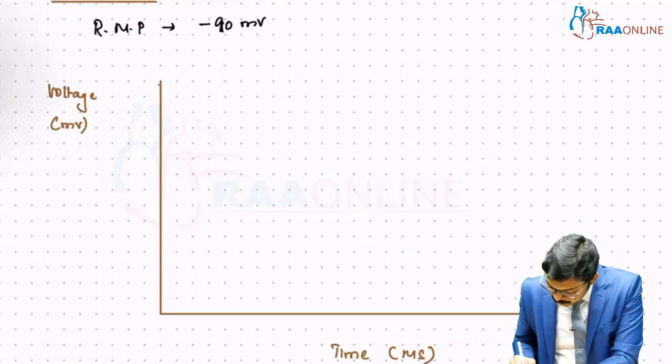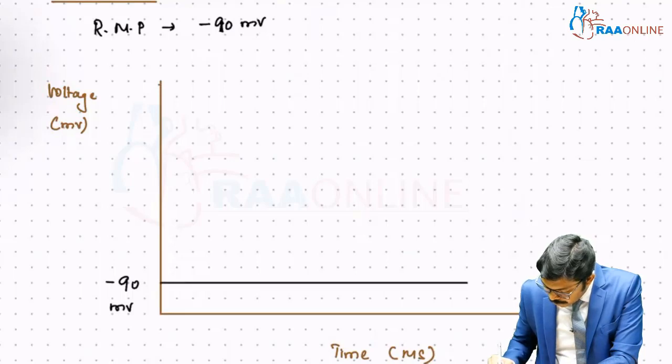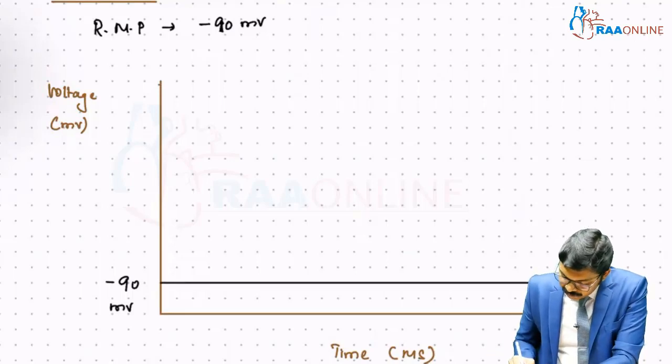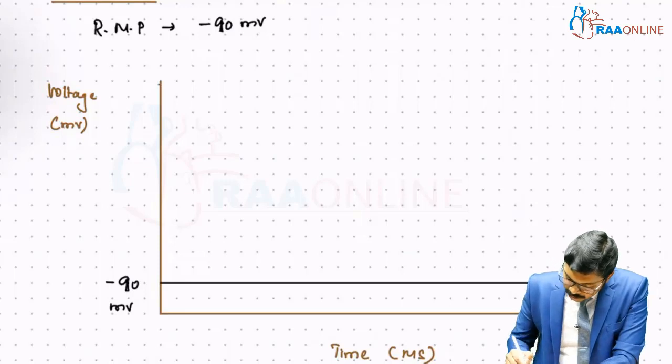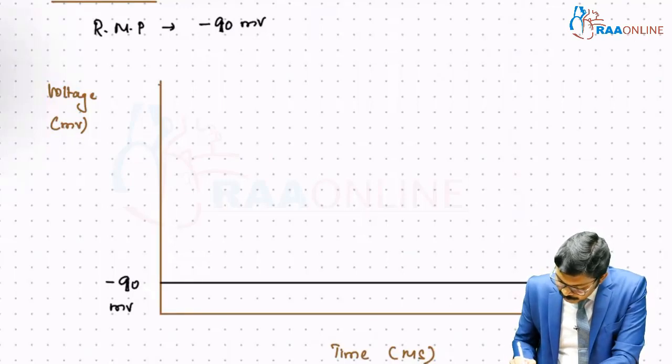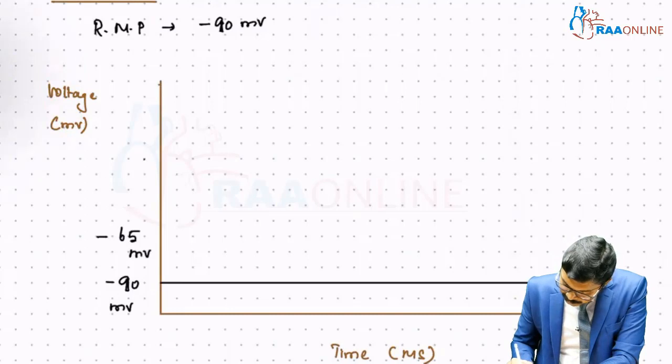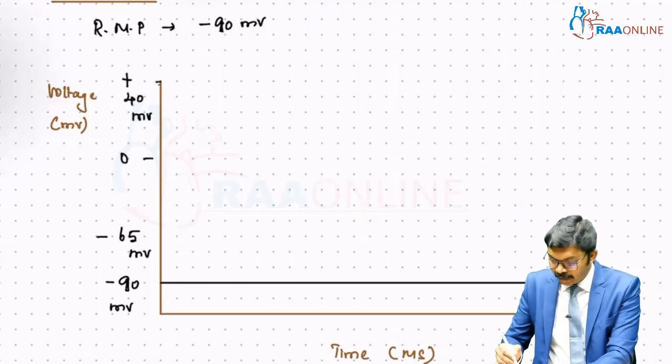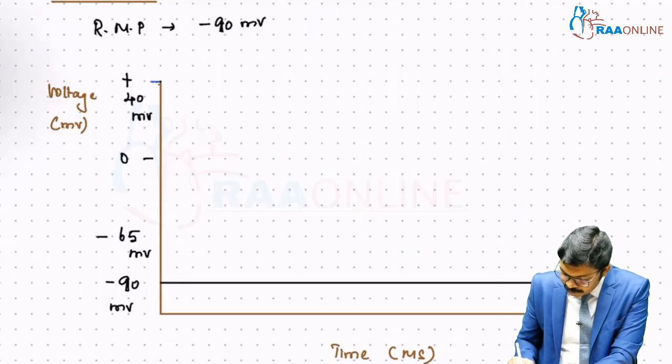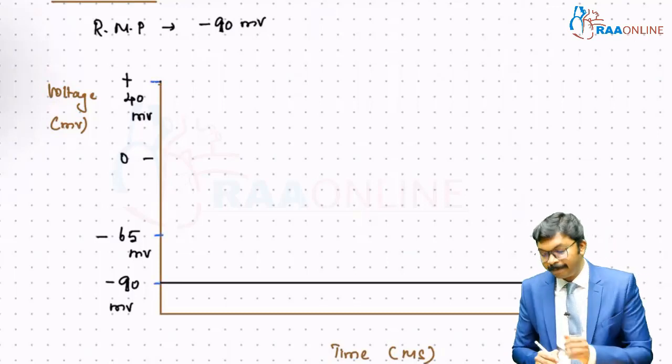Let me start with the resting membrane potential of minus 90 millivolt. I repeat, minus 90 millivolt. This phase is going to be the resting membrane potential. And from this point onwards, the potential is going to turn to a positive value. So let me take this point as minus 65 millivolt, and let this be 0 millivolt, and let this point be plus 40 millivolt, guys. So it's plus 40 millivolt, minus 65 and minus 90.